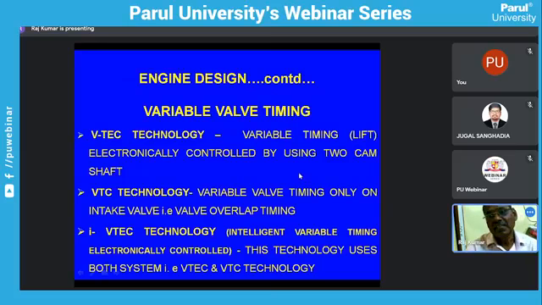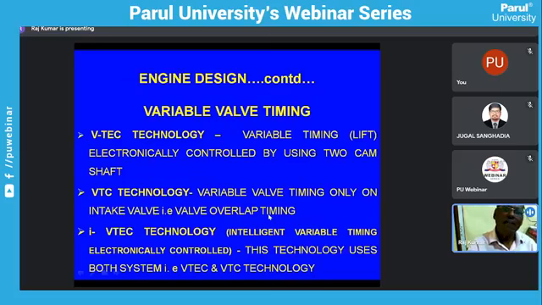The next item in the first step of engineering is variable valve timing. Why vary the valve timing? What time the valve should open, and how long the valve should remain open. That is called VTEC technology, variable valve timing. By using it, we can limit our pollution.